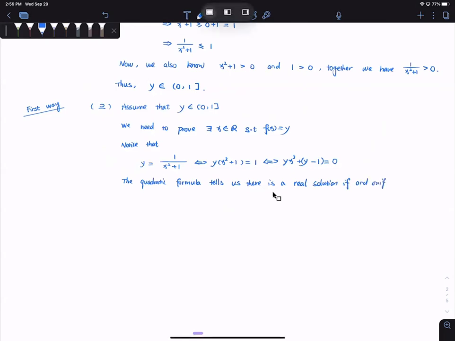Oh, what did I just write? If and only if your discriminant is greater than or equal to 0, which is D is greater than or equal to 0. So in this case, what's your D here? B squared, B is 0, minus 4ac, so minus 4y minus 1 is greater than or equal to 0.